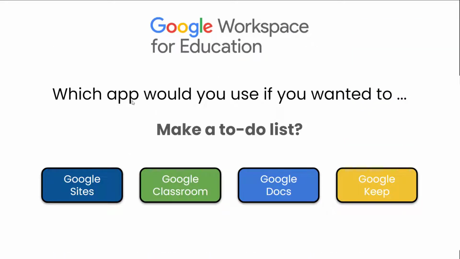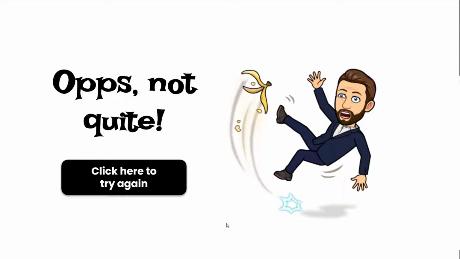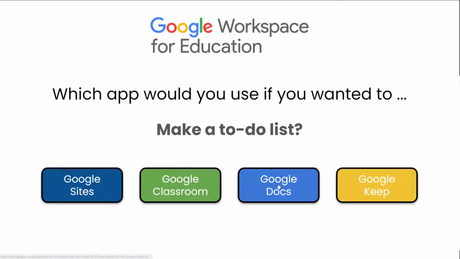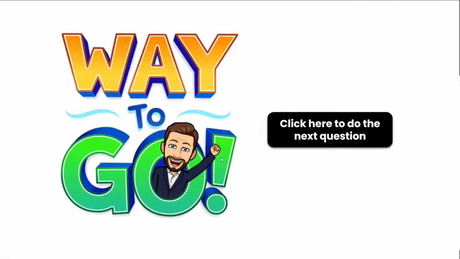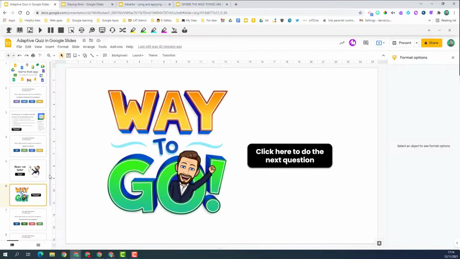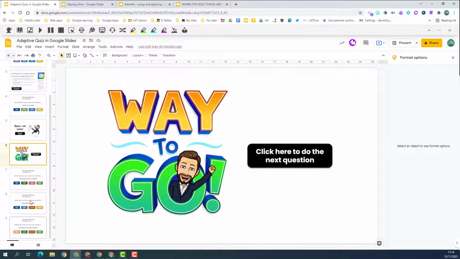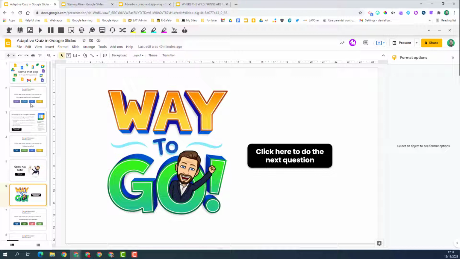Now another way of doing this, I can say which app would you like to use if you wanted to make a to-do list? Imagine I'm going to say Google Classroom. And it says here, oops, not quite. I'm clicking here and it takes me back to the question. Google Docs? No, not quite. And then actually it's Google Keep. Way to go. And then I click here for the next question. So you can see this progression through the document answering, and different ways you can ask questions and then respond to it differently.